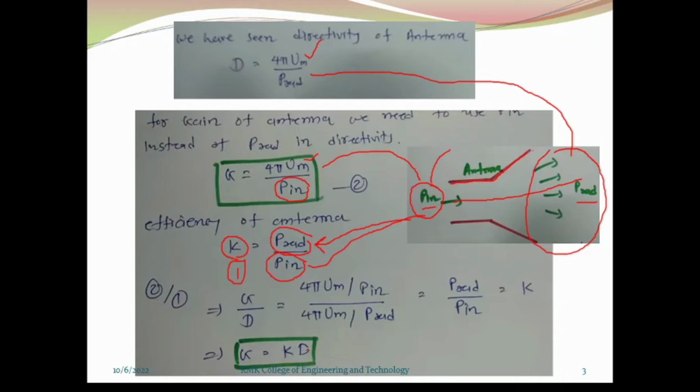So from this you can understand clearly the relation between gain and directivity. The gain is equal to K times the directivity, where K is the efficiency of the antenna. Efficiency of the antenna is nothing but how much power is radiated from the antenna for the given input power. That is the efficiency factor.